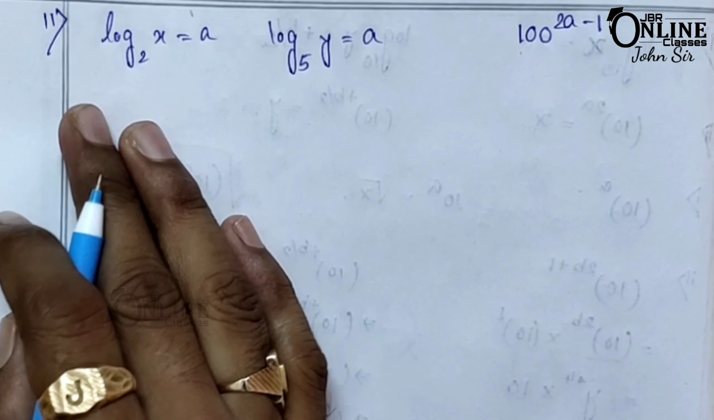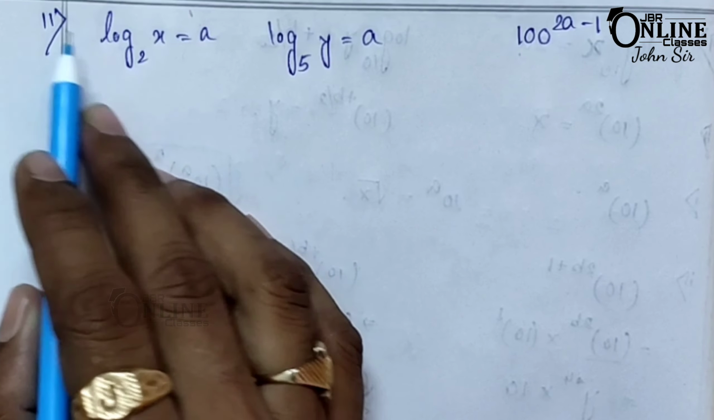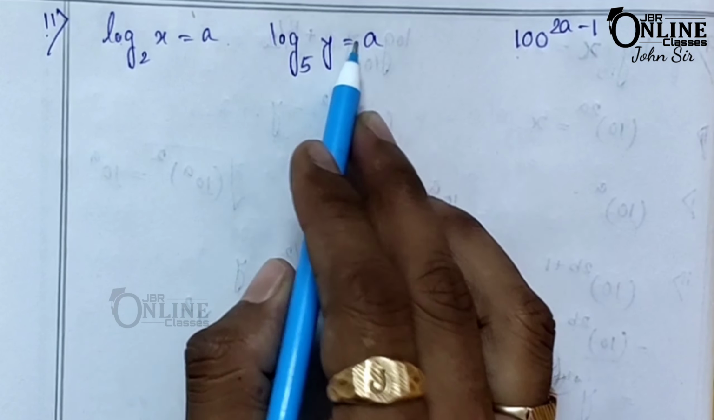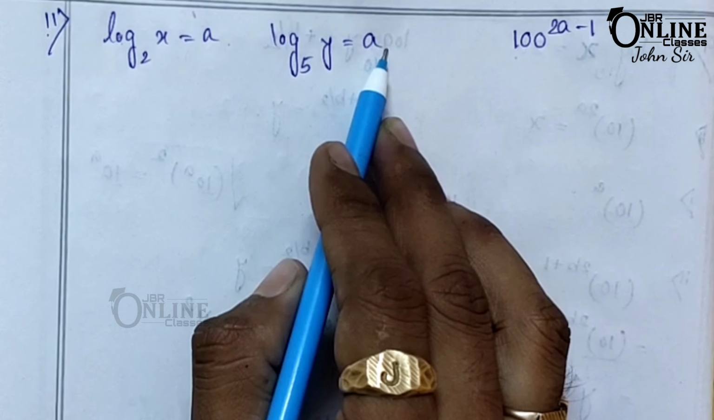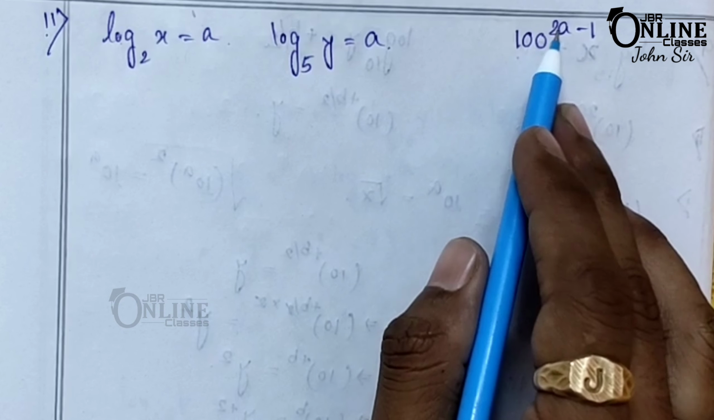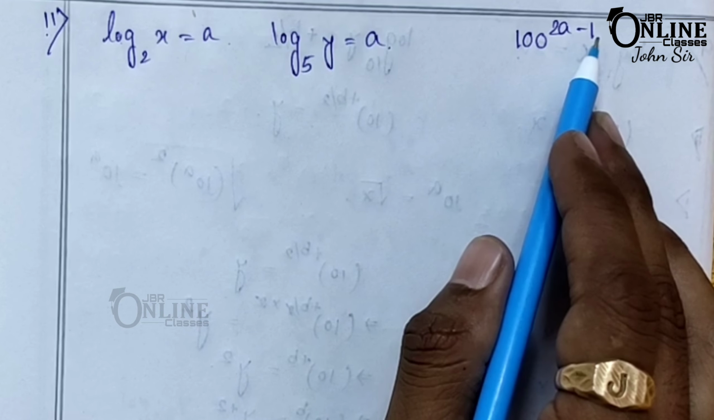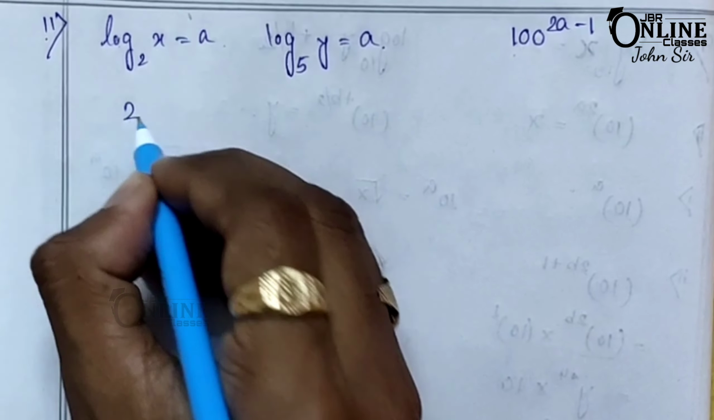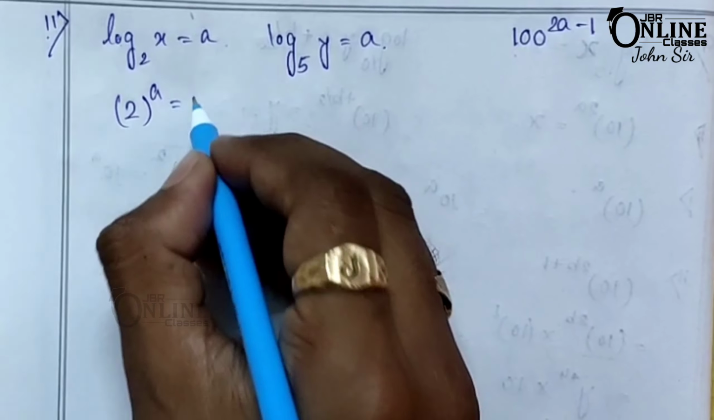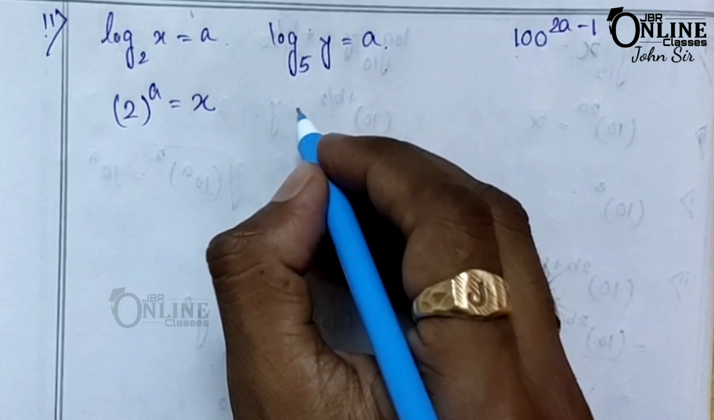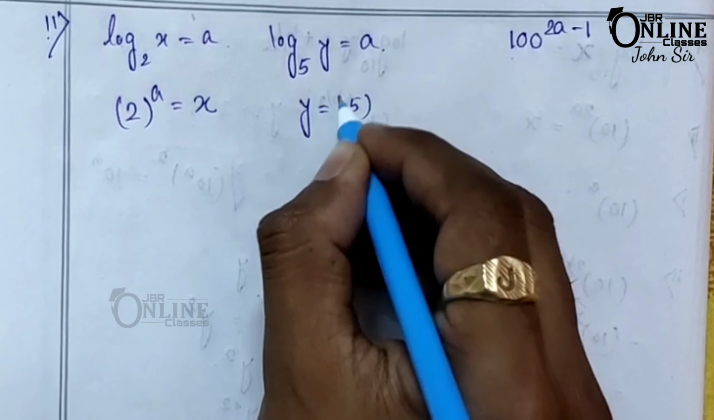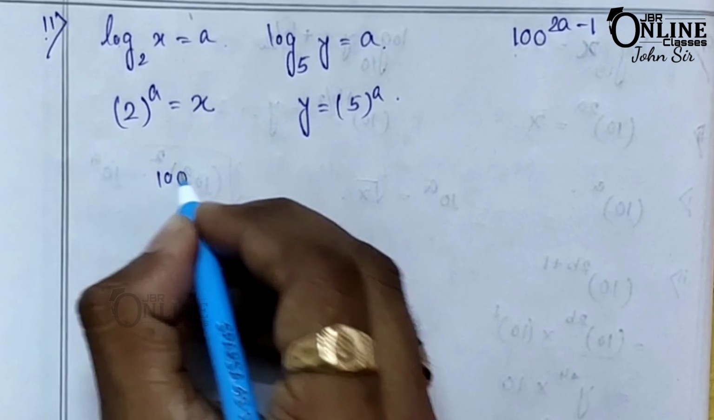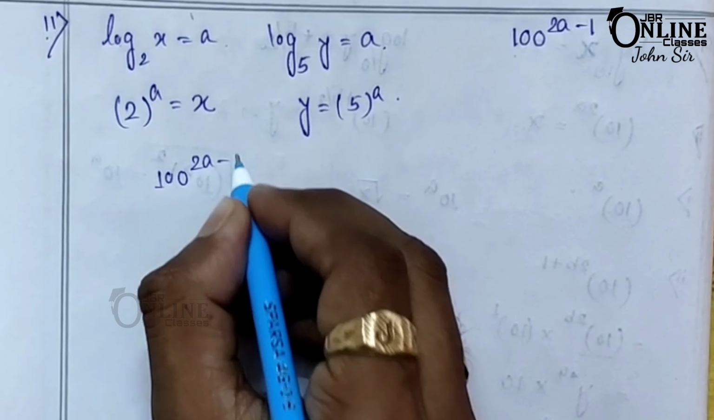Now the last problem from this exercise, here sum number 11. Log 2x equal to a, log 5y equal to also a. Write 100 to the power 2a minus 1 in terms of x and y. So from this 2 to the power a equal to x, and from this one y equal to 5 to the power a. Now here 100 to the power 2a minus 1.